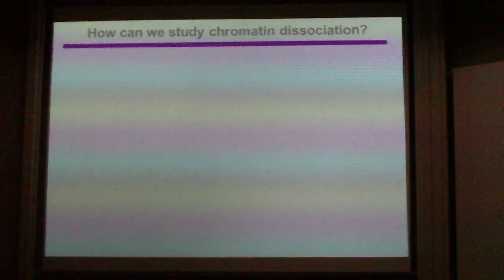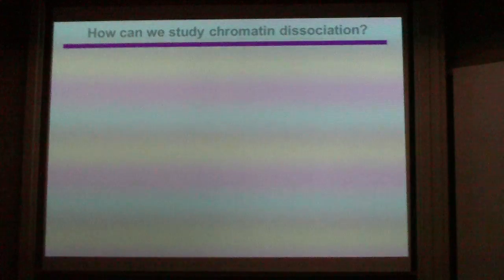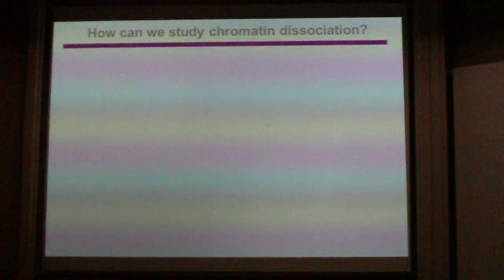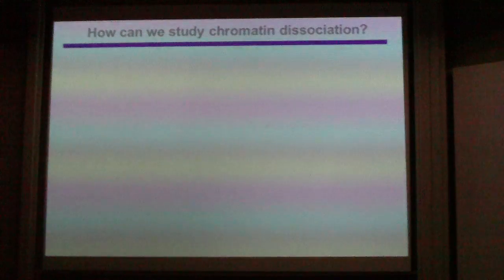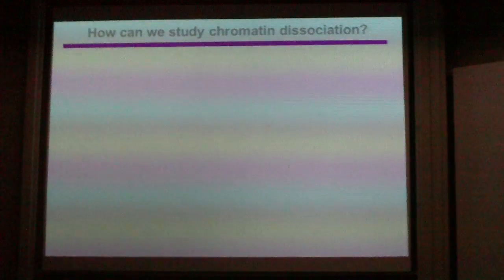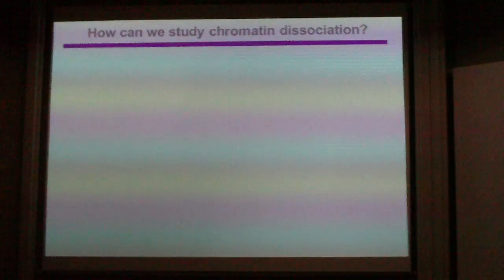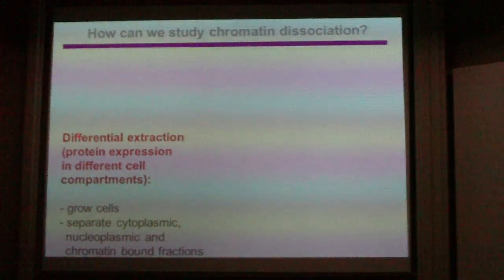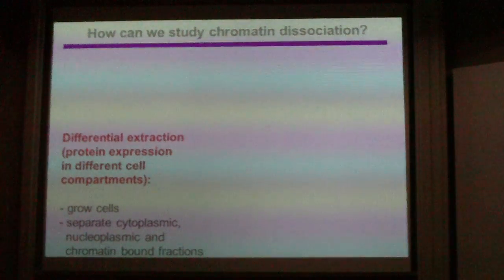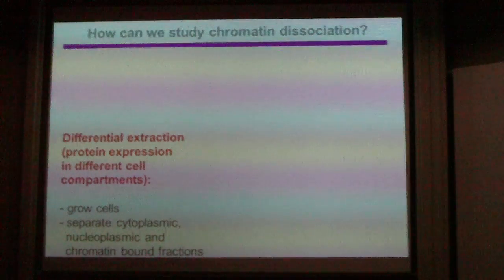EMSA, maybe? EMSA, yeah, but previously Willem already showed the differential extraction method. So that's of course one way, but I'll come back to the ChIP later on. One way to look at this is the differential extraction, and then you can look at protein expression in different cell compartments. So how does this work?